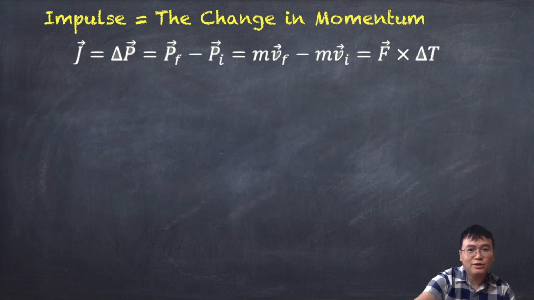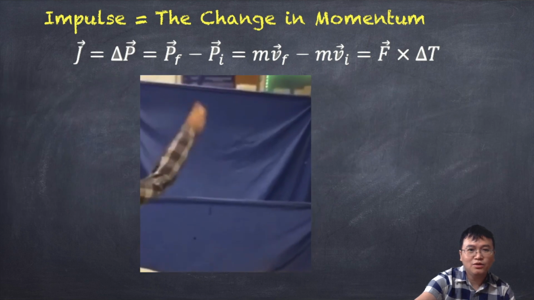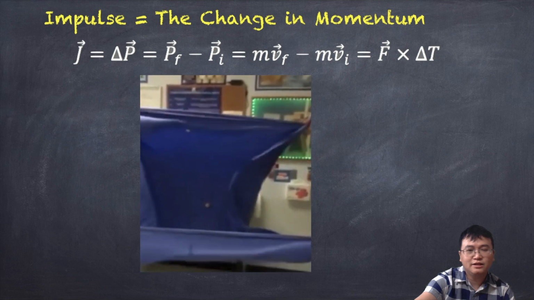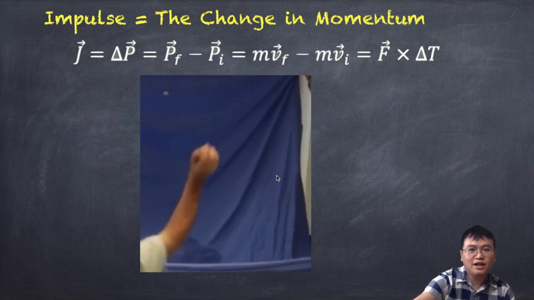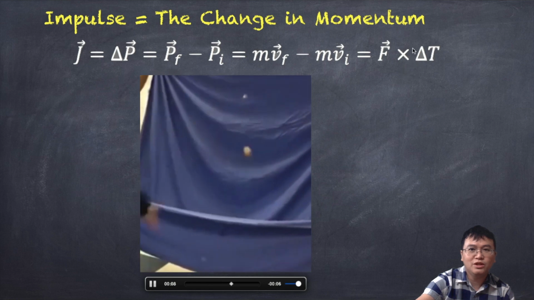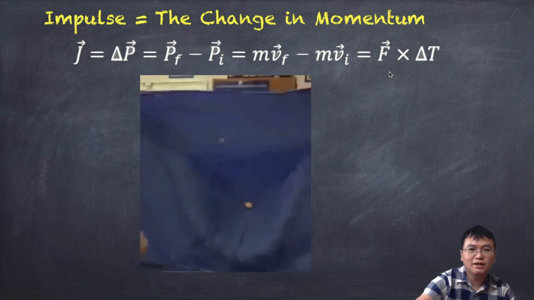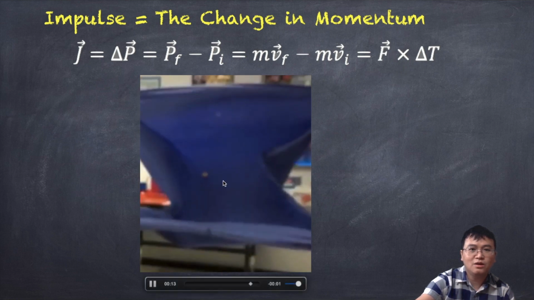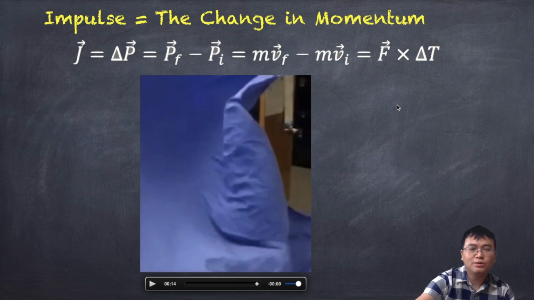So the last video we're going to see here is a person throwing an egg at a sheet, and as you can see here, the egg didn't break. Again, same concept. If you're able to increase the time of the impact, then the force exerted on the eggshell here will be reduced significantly, therefore the egg will survive the impact. Same concept as the airbag.